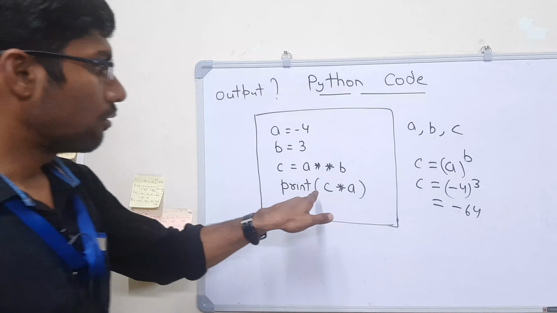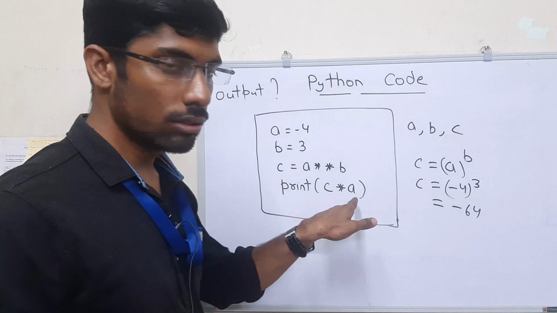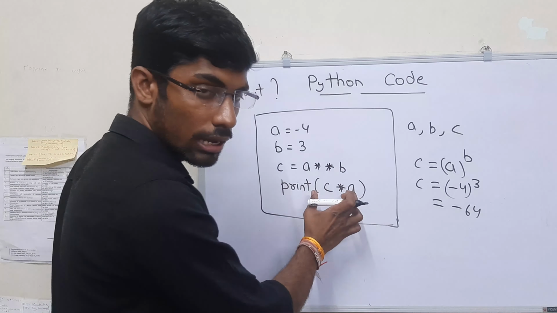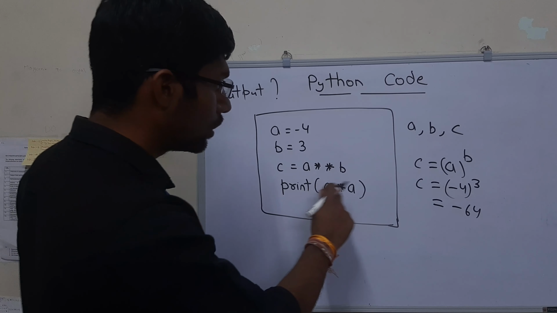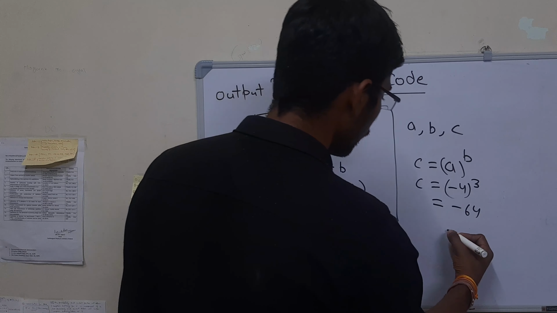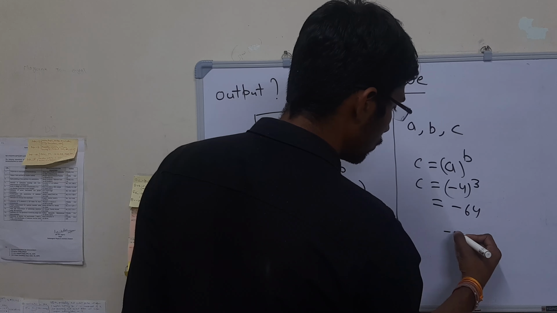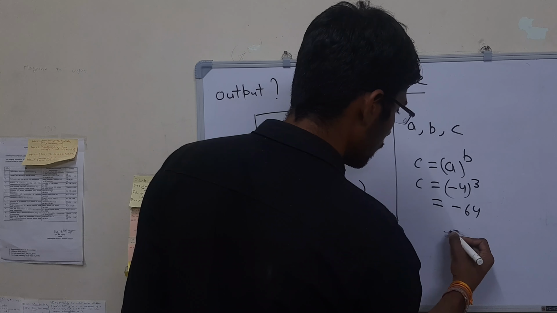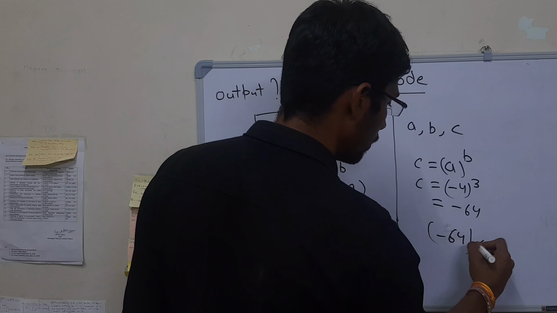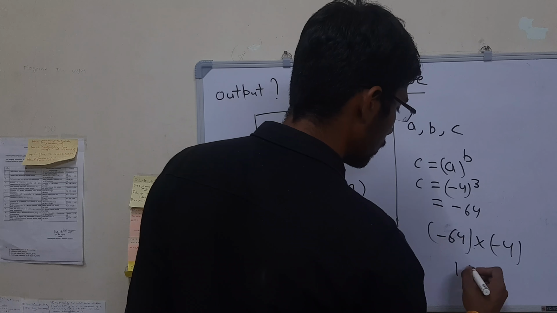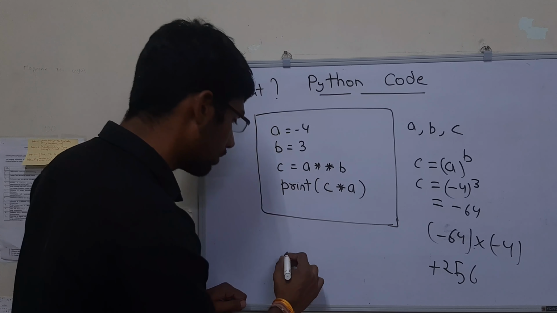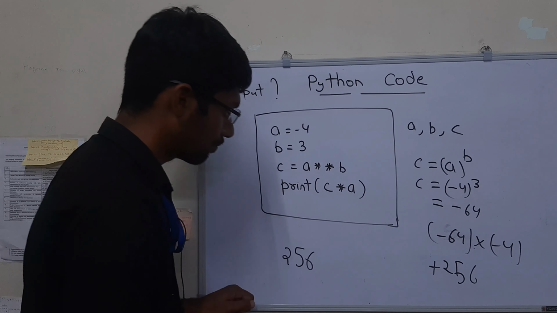Now I print C into A. In Python code, this will compute the product and then print the value. So C into A, which is -64 into -4, which is 256, positive. So the output of this Python code is 256.